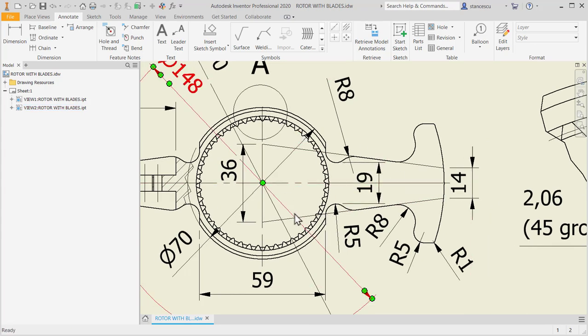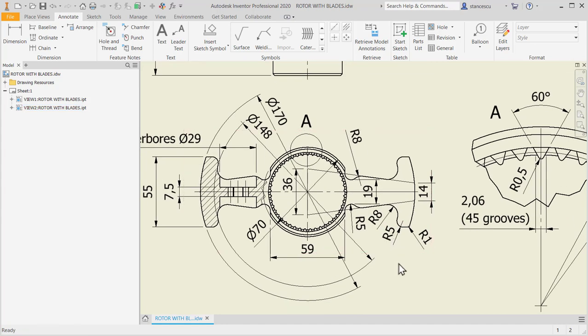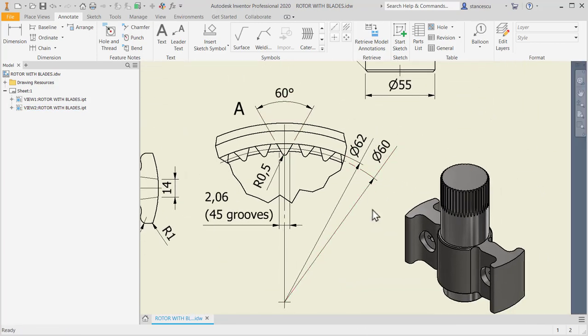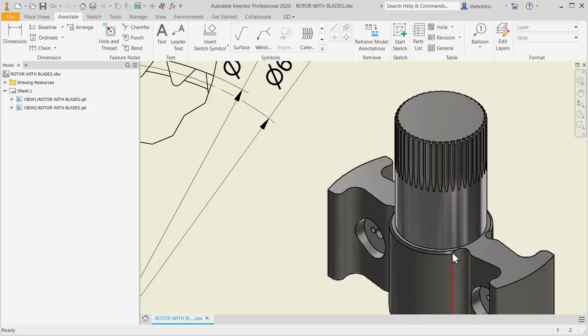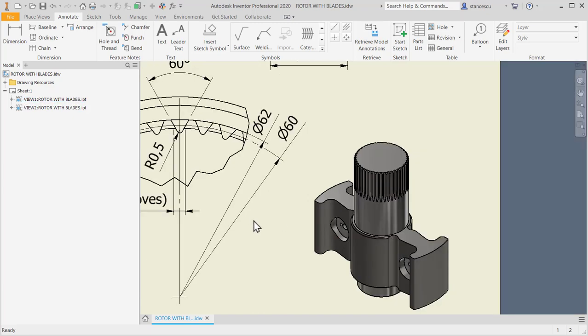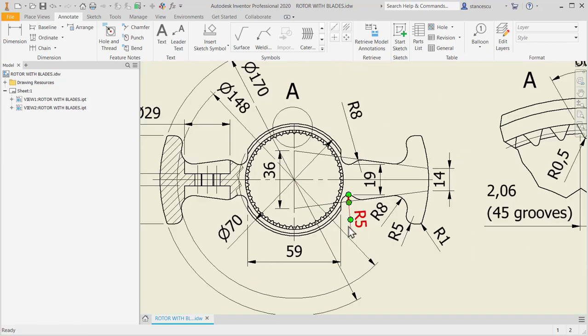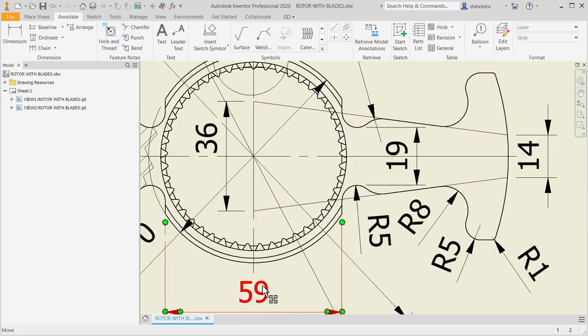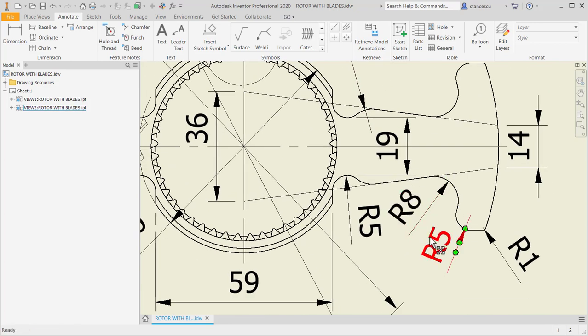an interesting profile in this zone, and we'll take advantage of the fact that the piece is symmetrical. This piece is symmetrical, so we can create a quarter of this contour and then multiply by mirroring. We have in mind these dimensions: diameter of 170, 148, 70, then these two lines with 36 and 14 dimensions, another line with 59, and fillets of 5, 8, 8, 5, and 1.